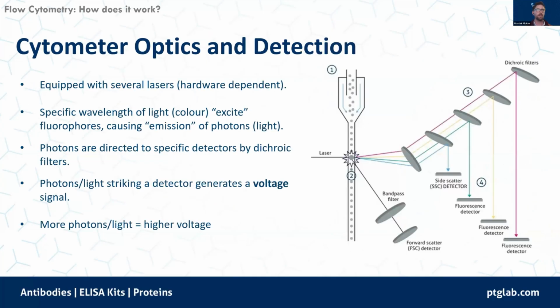In terms of our optics and our detection, each flow cytometer is going to be equipped with several different lasers. This is obviously hardware dependent, so depending on the flow cytometer you're using, you will have fewer or more lasers of different wavelengths. But the job of these lasers really is to excite the fluorophores that you label your cells with, causing them to absorb the energy and emit photons of a known wavelength of light. And those photons are going to be directed through your detection system by what we call dichroic filters, which only allow light of specific wavelengths through onto their detectors.